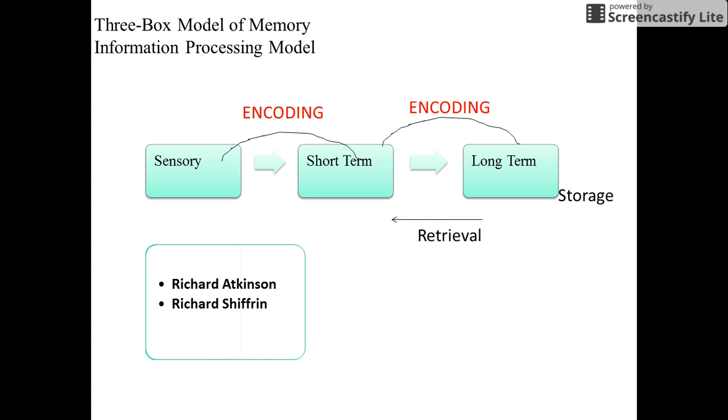So now that we have the process of how memory works, let's talk about the 3-box model. This is the information processing model by Richard Atkinson and Richard Shiffrin. What they both believed is we have 3 areas in which we process information. We first experience sensory memory, then it goes to short term, and then it goes to long term. So as we encode it, it goes from sensory to short term to long term. It stays in storage for a period of time in your long term until you need to go back and grab it for your short term memory. That's the retrieval process.